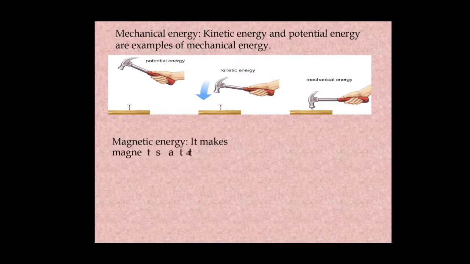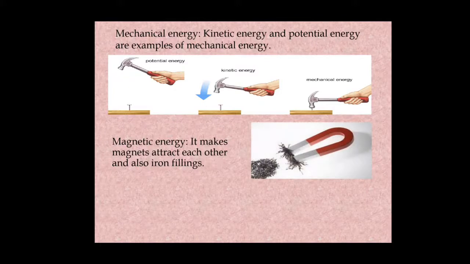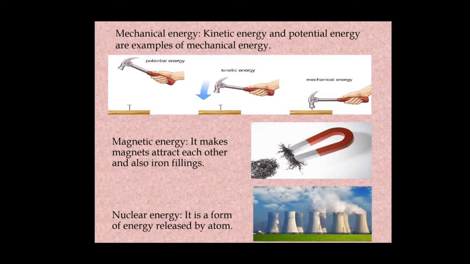Next, magnetic energy. It makes magnets attract each other and also iron filings. Look at here, magnets attract iron filings, and by using magnetic energy, we can also separate magnetic and non-magnetic materials. And the second one, nuclear energy. It is a form of energy released by the atom. Nuclear energy is a powerful form of energy and produces heat, light, and sound energy.